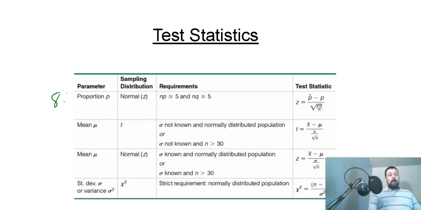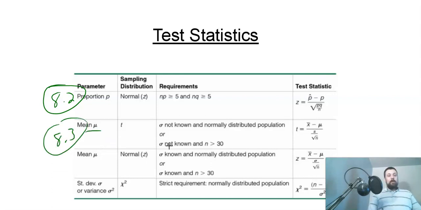So this is what we're going to be doing in 8.2, claims about proportions. We'll be using that test statistic in 8.2. And then in 8.3, we're just going to do this one where we don't know the population standard deviation, in which case we're going to use the t-distribution, and this becomes our test statistic. And like I said, currently this would be 8.4, but I'm currently not going to cover this section, at least at this time. Maybe in the future I'll go back and fill that information in.